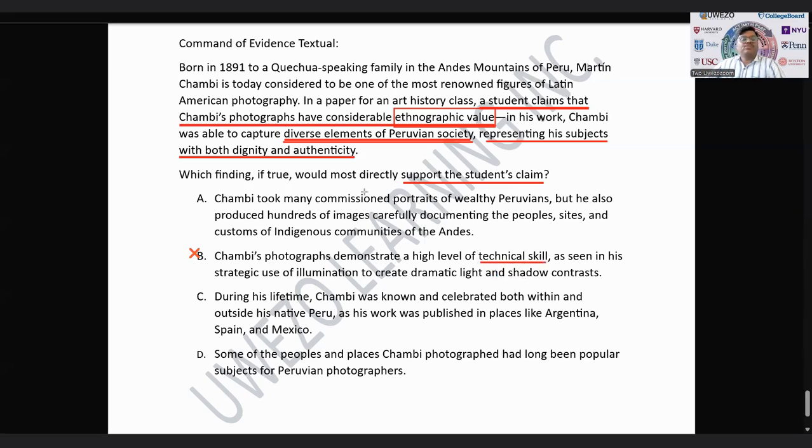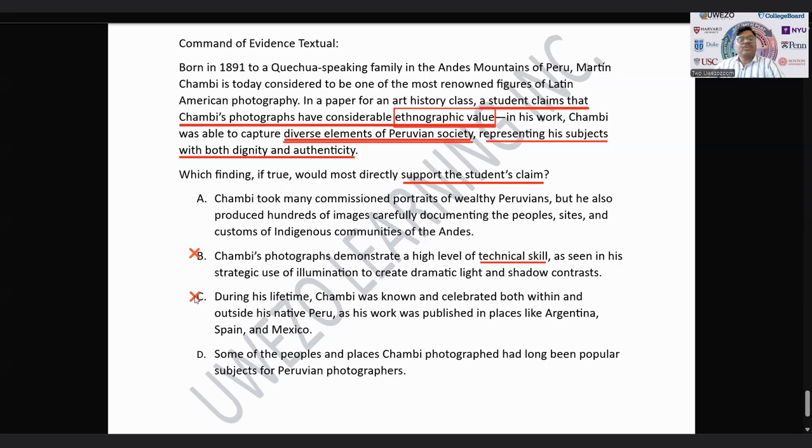During his lifetime, Chambi was known and celebrated both within and outside his native Peru. Now, this can be definitely true, but this is not what the student claims. This is your trap answer. Okay, Chambi was well known. He was celebrated within and outside his native Peru. That is also fine. But this is not the student's claim. So this one, although supported by the text, is not your answer.